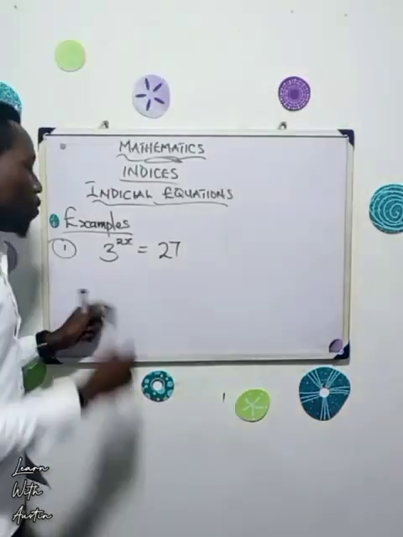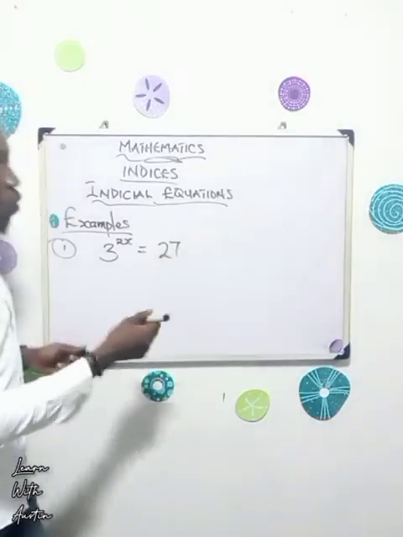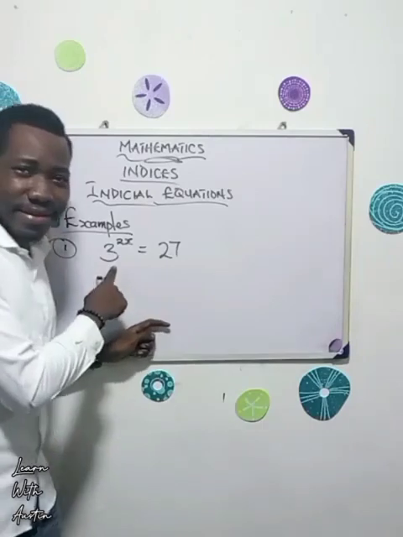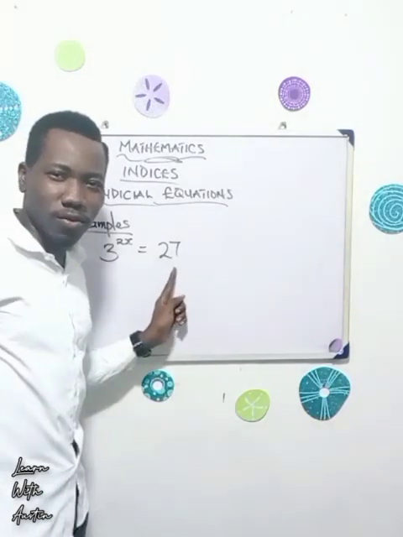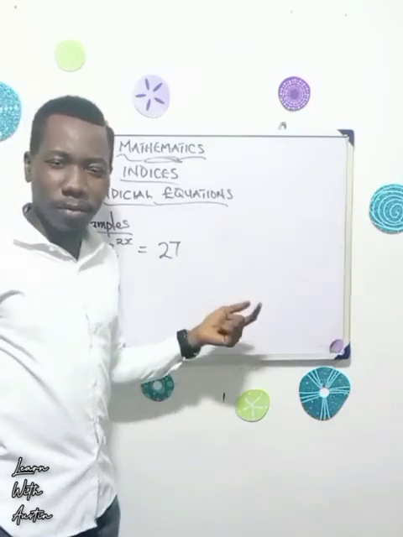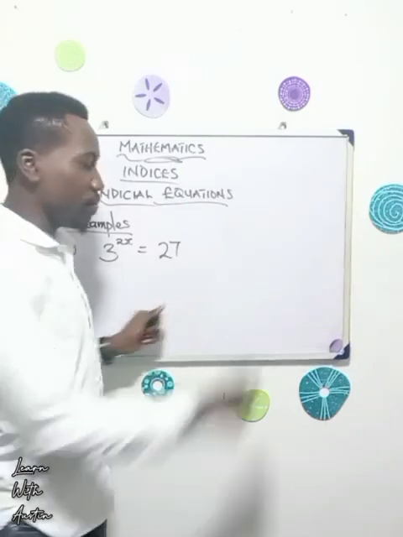So we want to express this one now in index form. Like I said, we want to try to make them the same base. So can we have 3 raised to the power of anything to give us 27? Is 27 first of all a multiple of 3? Yes. So 3 raised to the power of what will give us 27?